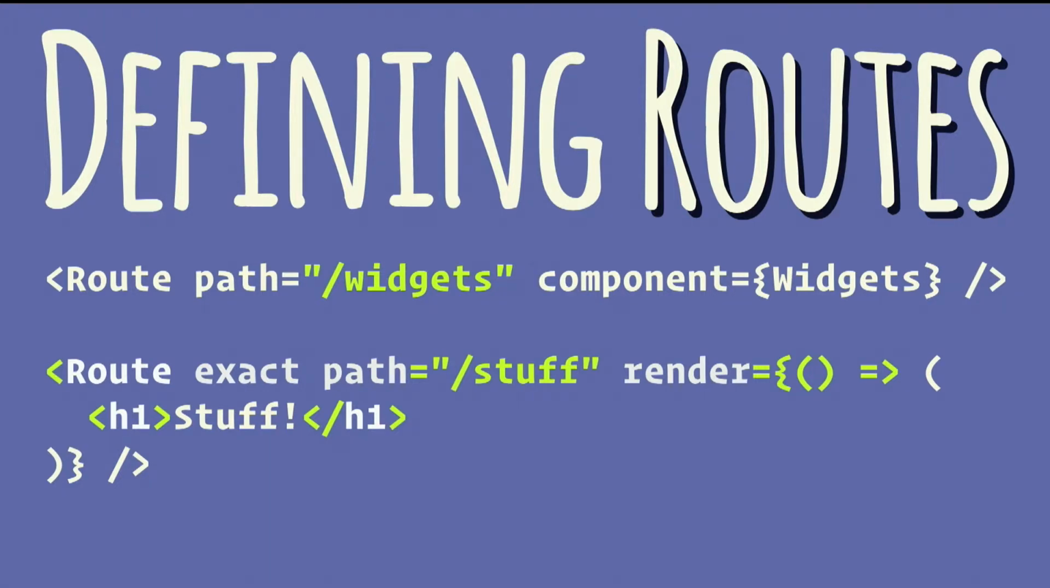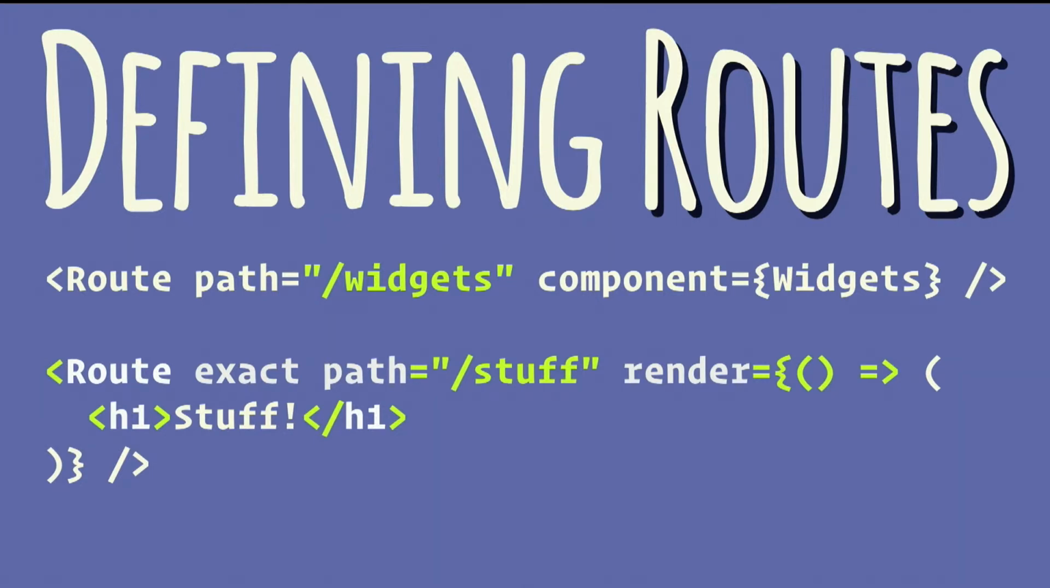Now, that route also matches /widgets/57. That still matches because we didn't say exact. So in the second example, we see route exact path equals /stuff. If you throw that exact prop on there, it will not match, for example, /stuff/86. It has to be exactly /stuff. First example, because exact isn't there, it would match /widgets/something else. Second example would not.